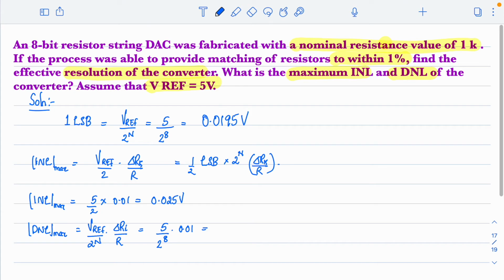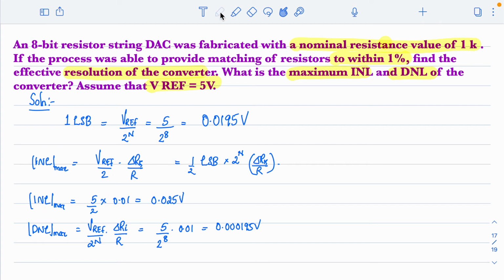Yeah, Sriniket, 0.000195, which is the maximum DNL. All right, it is 19.5 millivolt, right? It can also be written in terms of LSB as 0.01 LSB, that is fine. So we obtained the maximum INL and maximum DNL. Now, from the previous discussion, I also mentioned that INL is more of a deciding factor with respect to the resolution of this resistor string DAC than DNL.